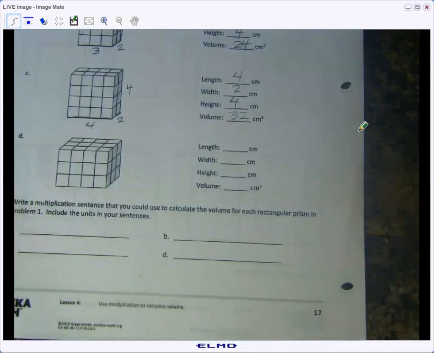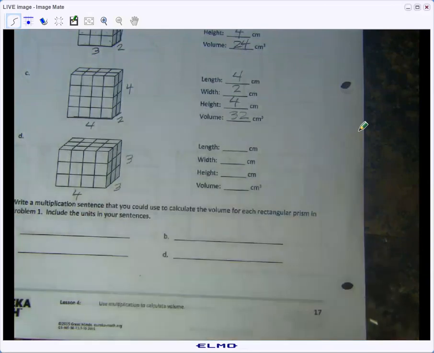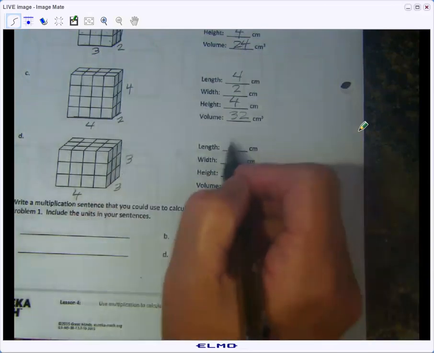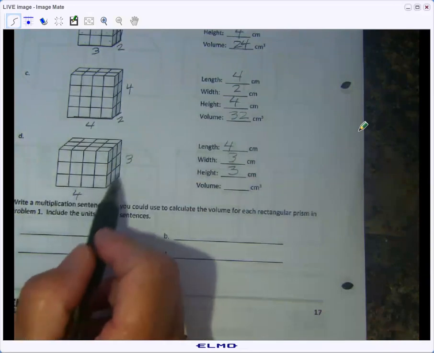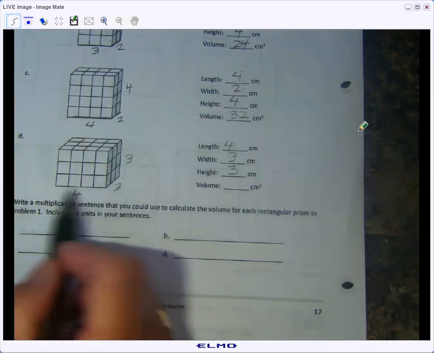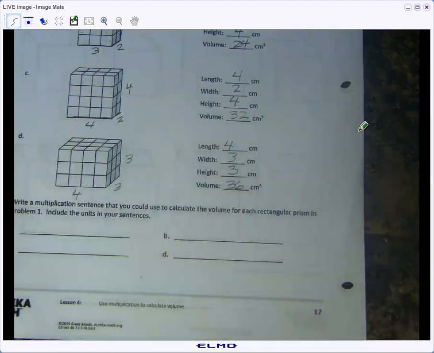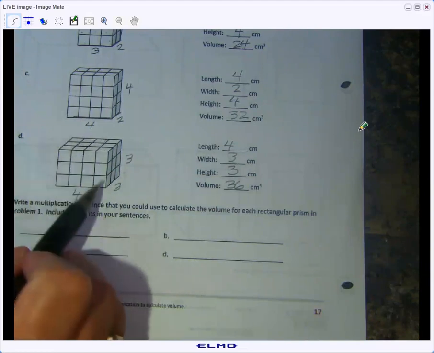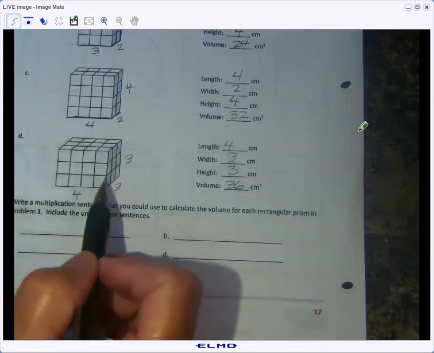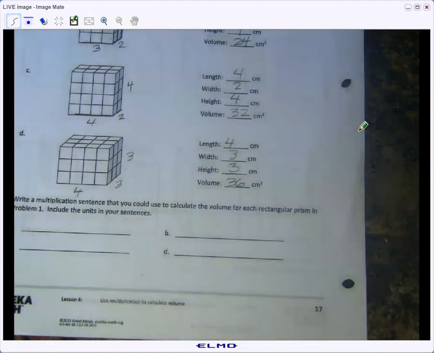Okay, last one. Length is 4, width is 3, height is 3. So that's a layer of 12 on the bottom. 4 times 3 is 12, and there are 3 layers. So that's 36. You could also slice it this way into 4 slices. Each slice would have 9. So 4 slices of 9 would be 36.